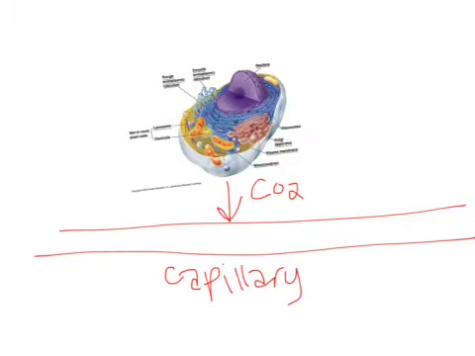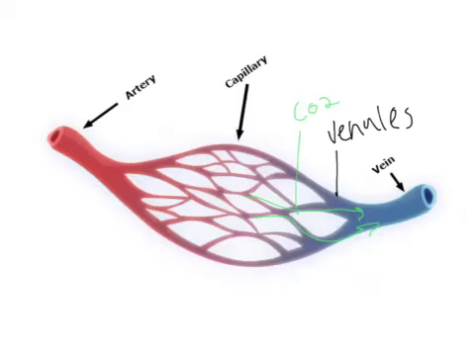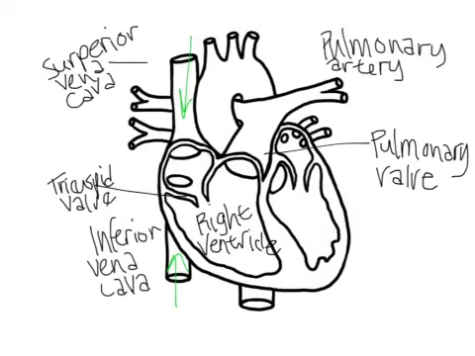Then the carbon dioxide diffuses back into the capillary. From there, the carbon dioxide travels through the venules and back into the vein. From the veins, the carbon dioxide flows into the heart from the superior or inferior vena cava. It flows through the tricuspid valve, through the right ventricle, up through the pulmonary valve, and into the pulmonary artery.